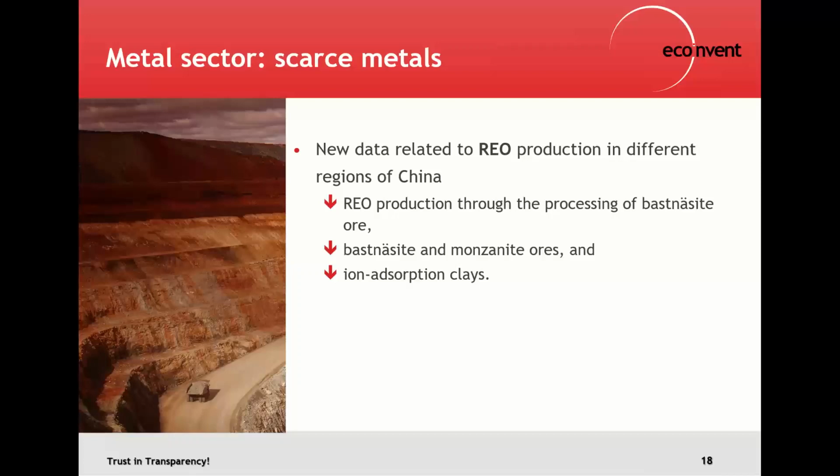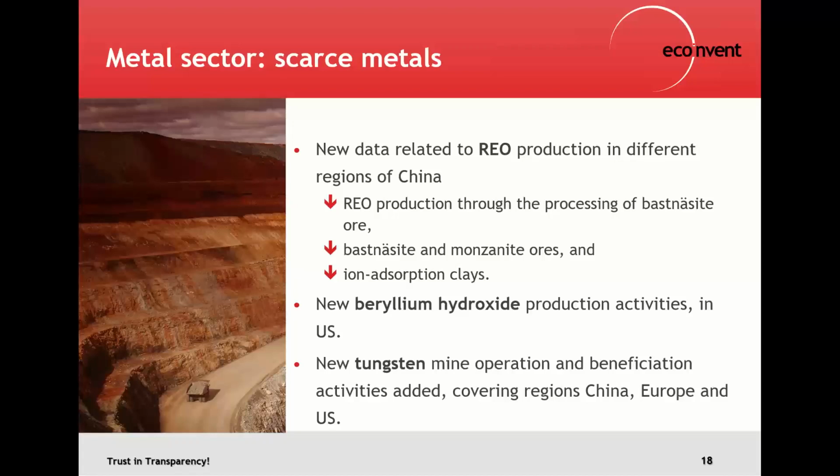So you can now find rare earth oxide production through the processing of bastnasite ore, bastnasite and monazite ores, or ion adsorption clays. There has also been an addition of new beryllium hydroxide production, reflecting the mining and processing of bertrandite ore in the US. Beryllium hydroxide is an intermediate product, and it can then be used to produce beryllium oxide or beryllium alloys and the beryllium metal.